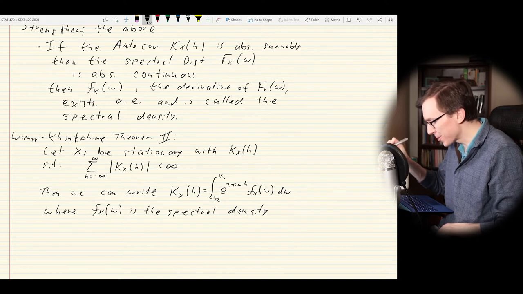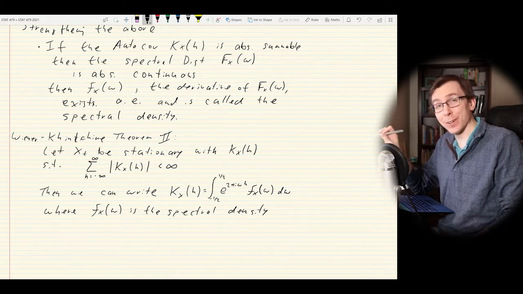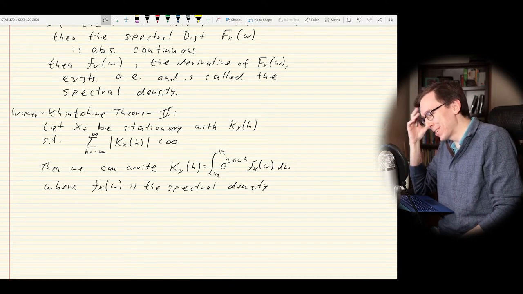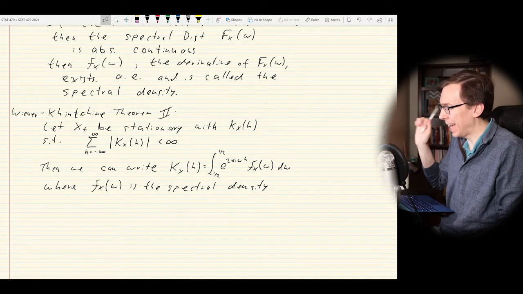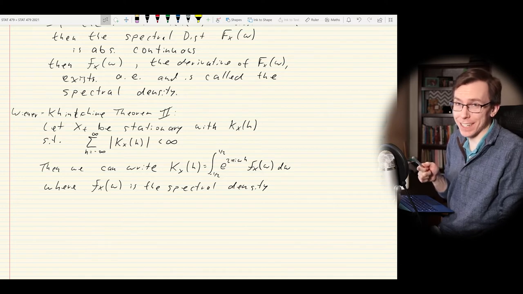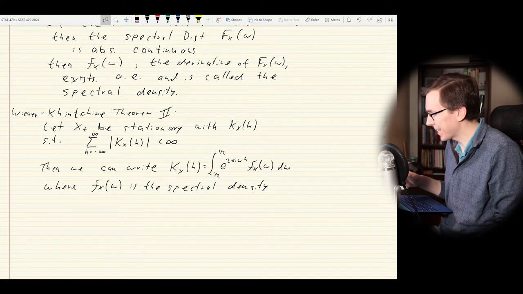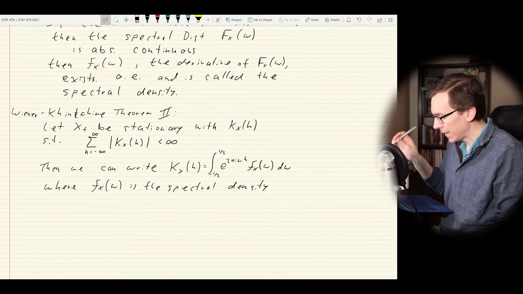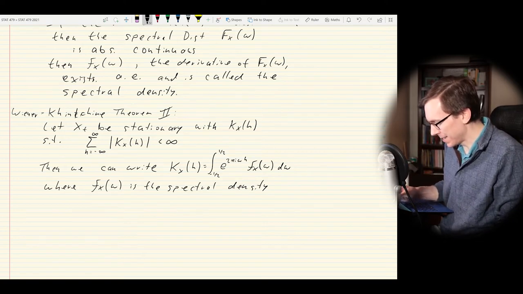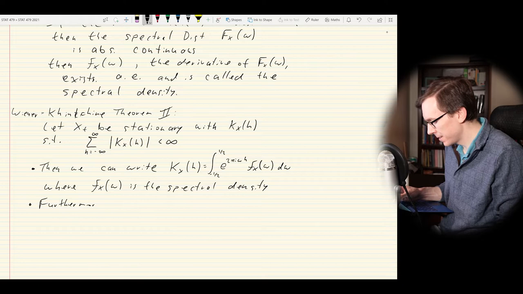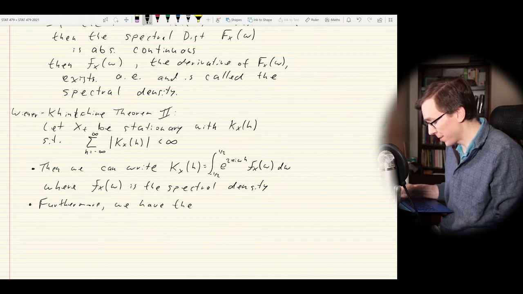But more interestingly is the inverse transform, because like I said, I don't know what the spectral distribution or the spectral density is off the top of my head, but I know what the autocovariance is. We know what that is because we've calculated it basically in every section of this course. And so then, furthermore, we have the inverse transform.